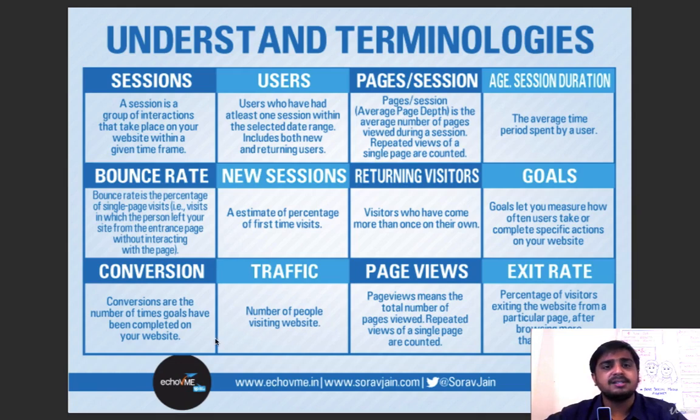Conversion. Conversions are the number of times goals have been achieved. Your goals can be anything in Google Analytics. Your goal can be someone who fills the form, someone who visits a specific page, someone who spends 2 minutes. So it's basically your choice what you set as a goal, and you have to check if you're able to achieve those goals, and that's nothing but conversion. Goals let you measure how often users achieve what you really want them to achieve. So the complete set of actions that you want them to do on your website is nothing but the goal.